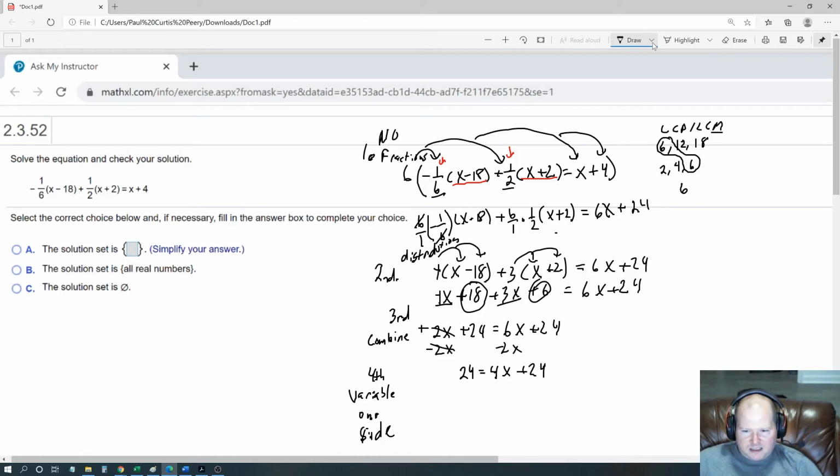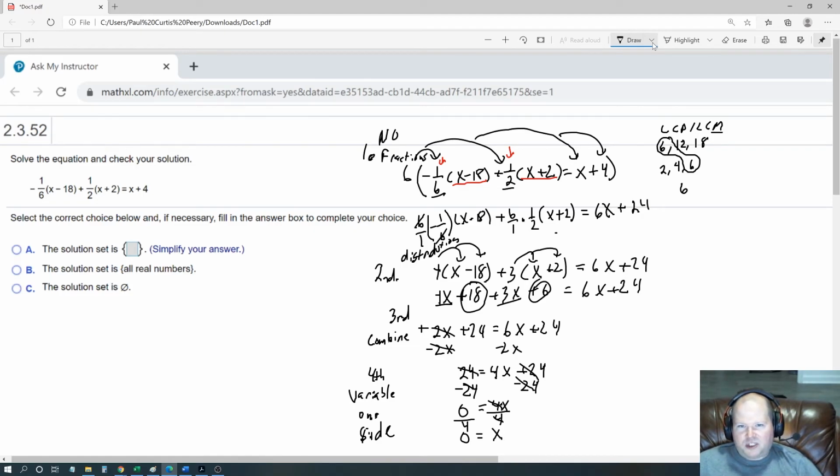Next, I want to get all my constants on the other side, so I subtract 24 from both sides. On the right, those cancel out. On the left, 24 minus 24 is not nothing, it's 0. Then we undo the multiplication of 4 by x by dividing both sides by 4. 0 divided by 4 is 0, and the 4's cancel out, leaving x. So x is 0.